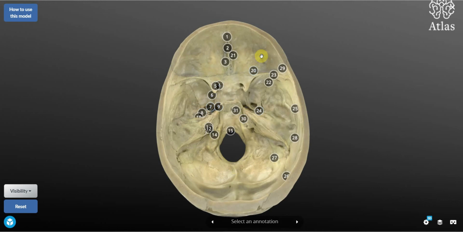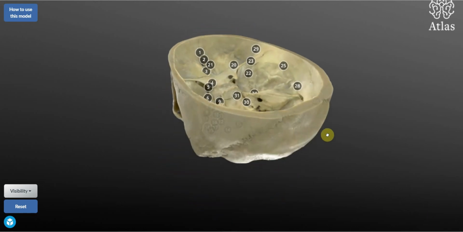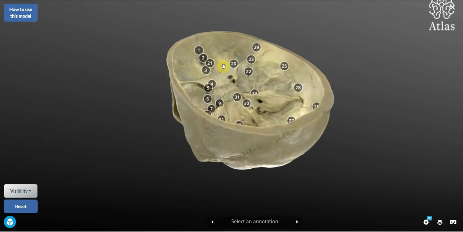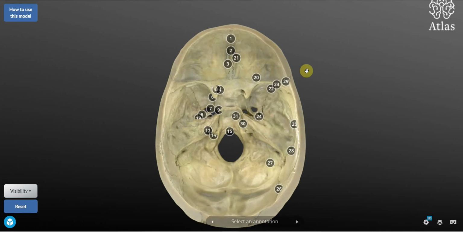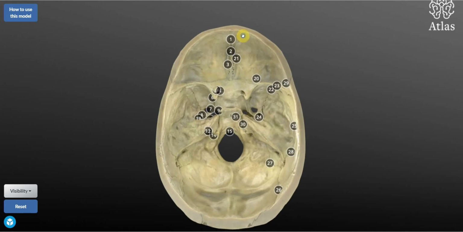So, there is an anterior cranial fossa, a middle cranial fossa, and a posterior cranial fossa. You might be able to note that these cranial fossae are at different levels. For example, the anterior cranial fossa is the shallowest, while the posterior cranial fossa is the deepest. Let us take a closer look at the anterior cranial fossa.